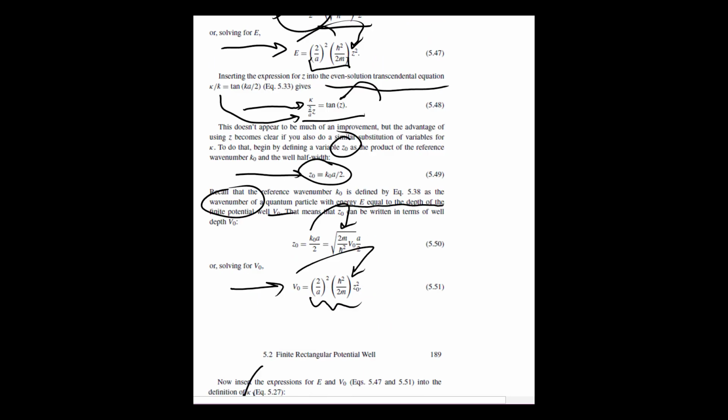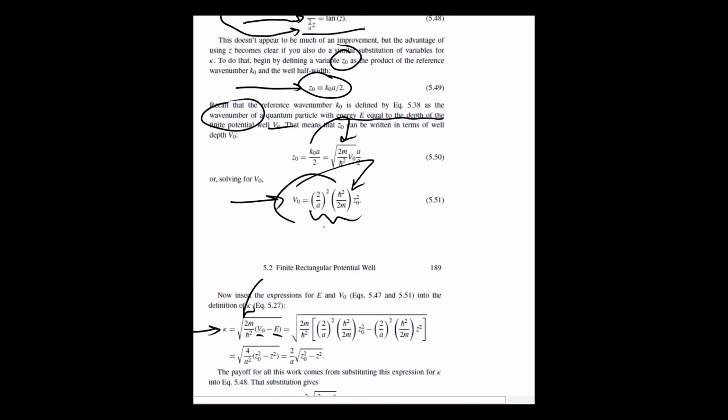Why have we done all this? Remember what kappa is. Kappa is this expression, and it's got a V0 and it's got an E. So we're going to grab our E from up here and our V0 from here and plug them in down here. When we plug those in, we get this thing, and doing a little canceling of the h bar squareds, we get this. Or if we pull the 4 over a squared outside the square root, we get this. Now look at what happens when you take kappa over k, which as I said is 2 over a times z. That means we take this guy divided by 2 over a times z and set that equal to tangent of z.